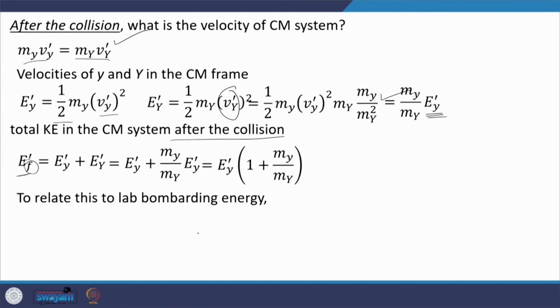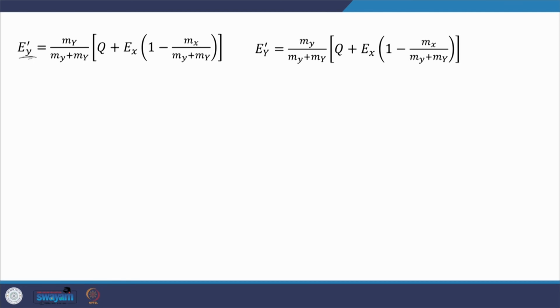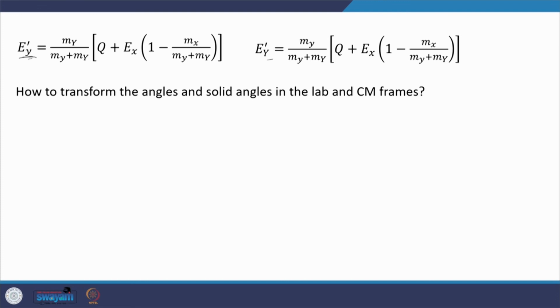And how can we relate this to the lab bombarding energy? Every time we want to relate how the quantity will look when related to the incident particle energy. So, Ef prime can be written in terms of the Q value, the energy of the projectile, and the mass of the projectile and the target nucleus. All this mathematics one can do easily, and Ey prime, the ejectile kinetic energy in the CM frame, and the product nucleus kinetic energy in the CM frame can be obtained using simple algebra.